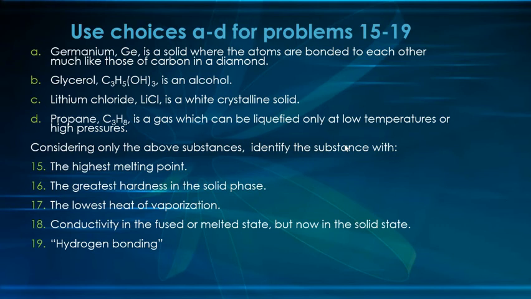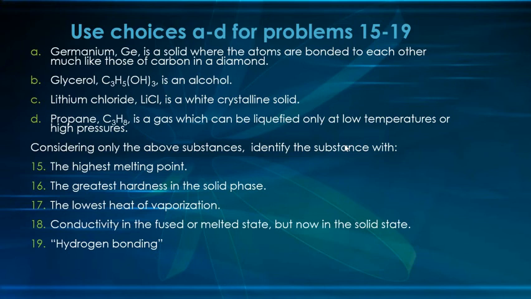Okay, which one has the highest melting point? Based off my actually reading these questions, I would say germanium with the covalent bonds, kind of like carbon, would be the highest. Lithium chloride would be the second highest. Then glycerol would be third, and propane would be the worst. It would have the lowest melting point. The greatest hardness in the solid phase. Again, germanium is going to have the greatest hardness. It's going to have the strongest forces, followed by lithium chloride.